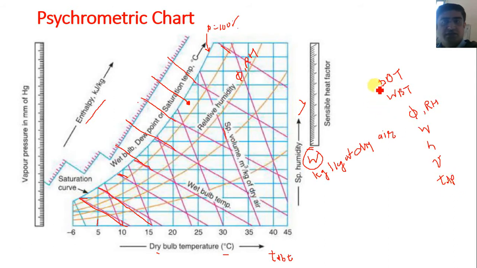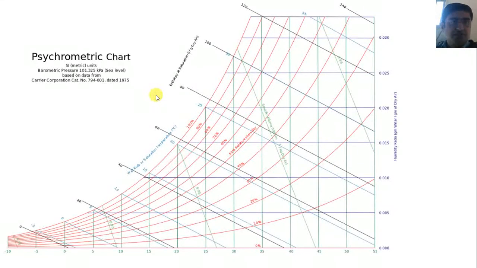So if any two of these are given in the case of the air, then you can find the value of the other parameters with the help of this psychrometric chart. So now here is the actual psychrometric chart. Here you can see on the x-axis these lines indicate the dry bulb temperature. Here T_DBT is the dry bulb temperature in degree Celsius.